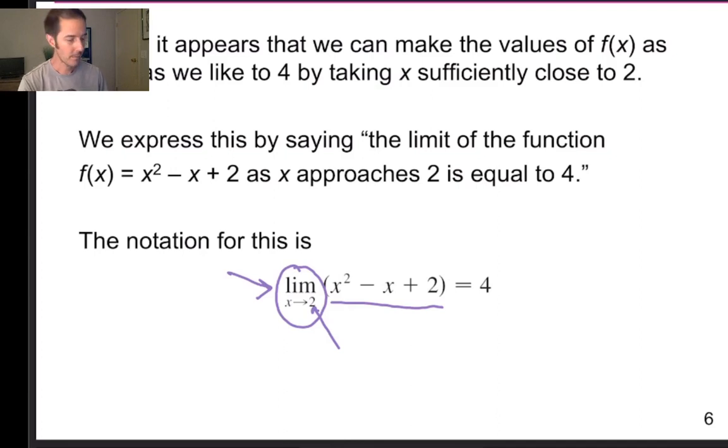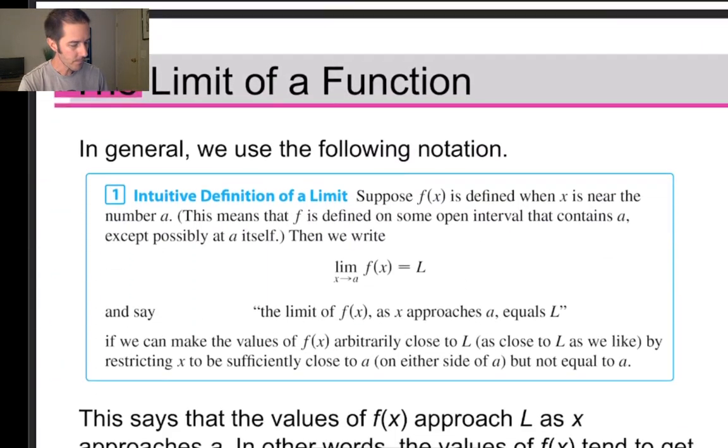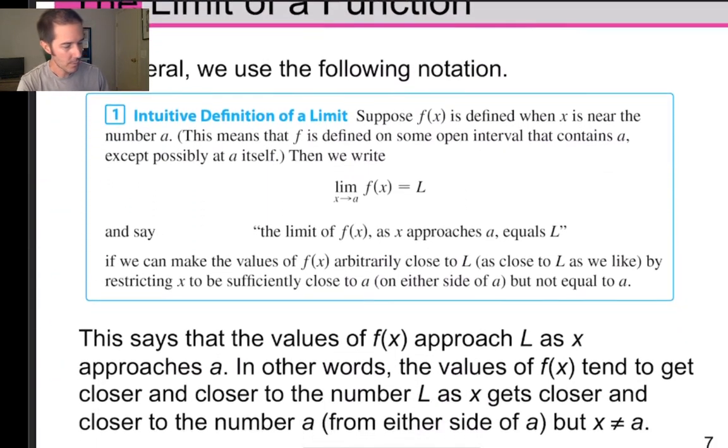But I'm getting ahead of myself. So here's the notation. The limit of our function f of x as x approaches a equals L, and L is the limit. Again, we're getting arbitrarily close to L. Extremely close. As those x values get really close to a, our y values get really, really close to L.